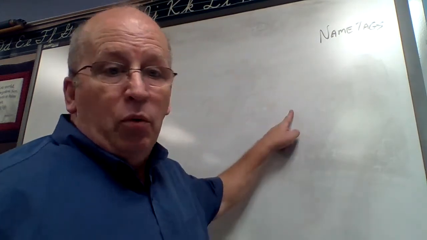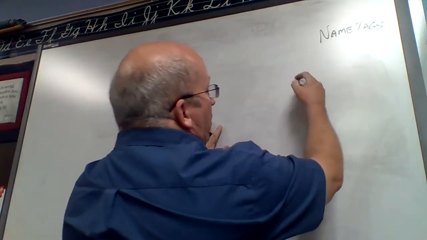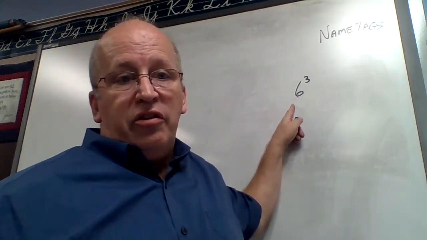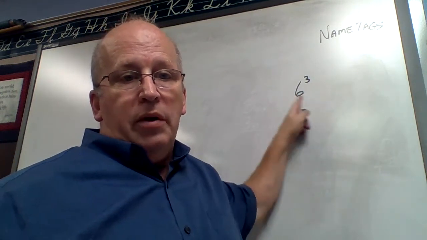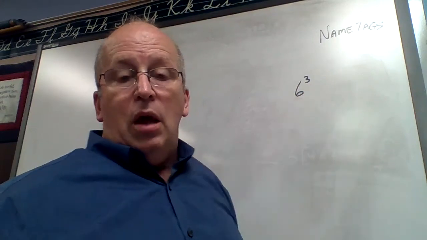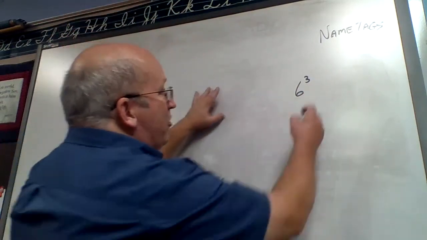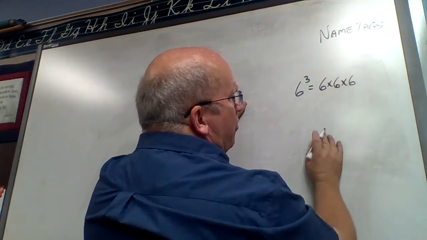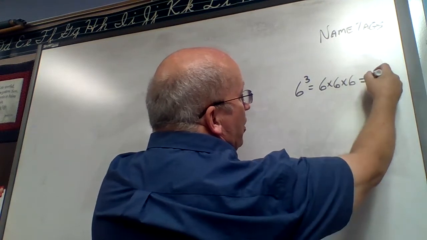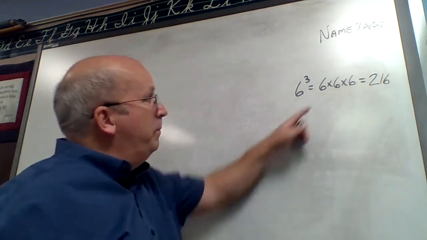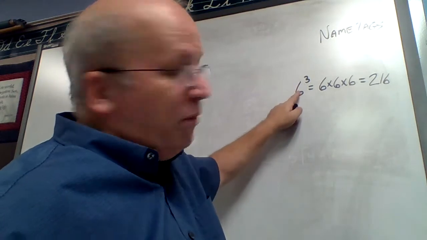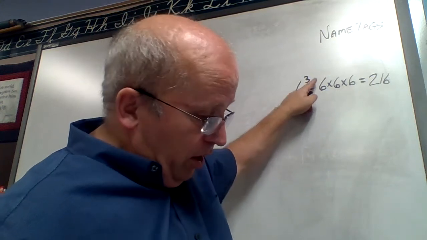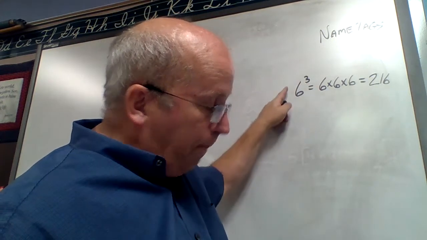Let me show you an example right here on this board. If I wrote on the board the following phrase, we would call this 6 to the third power. Everybody say 6 to the third power. And what that means in mathematics is that we can think of it as being 6 times 6 times 6, which if you do the multiplication is the number 216. Notice what happens here. This big number at the bottom is called the base, and this number is called the exponent. The whole thing is called a power.